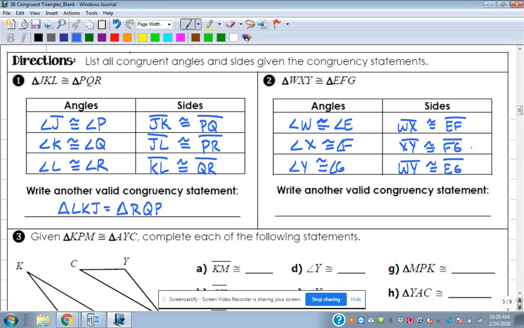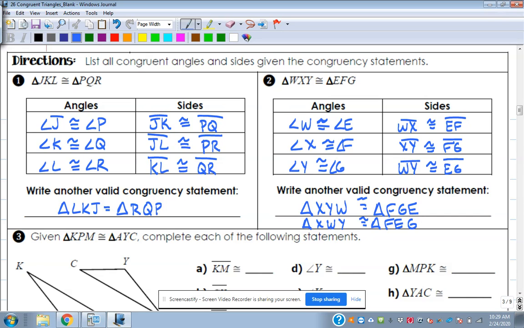Rearrange that for another valid congruency statement. If I started with the letter X over here on the left, and it goes X, Y, W, then the other one would start out with what? Okay. What if I did X, W, Y? Is that legal? Yeah, and that would be congruent to F, E, G. A lot of other correct answers to that, not just one.